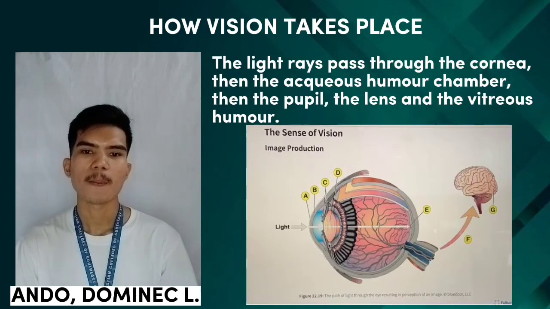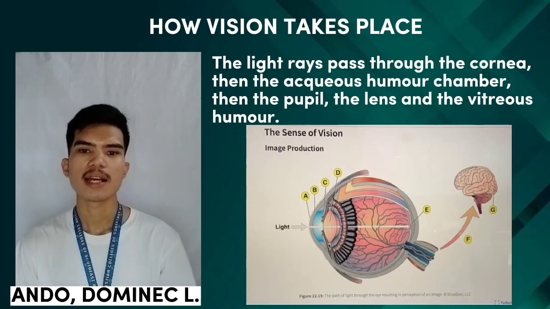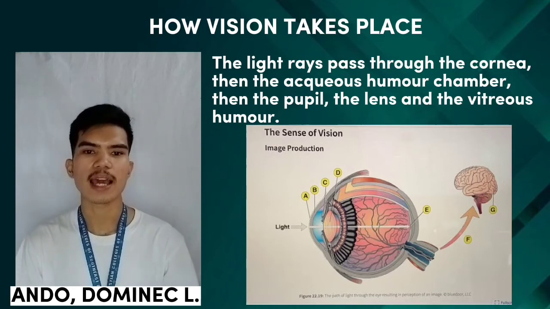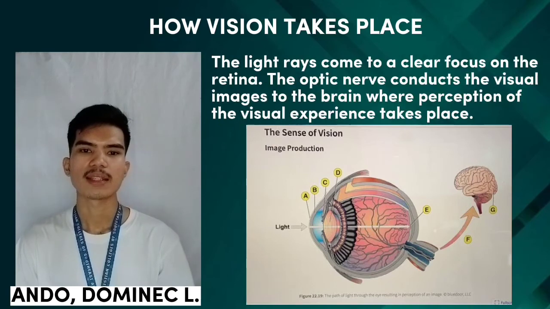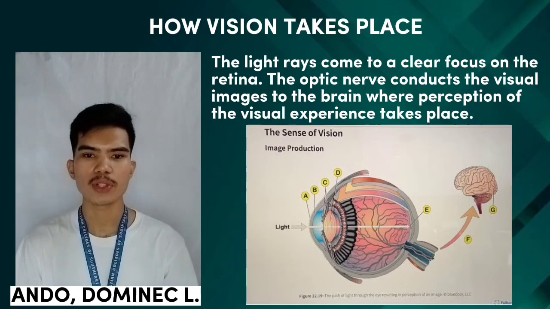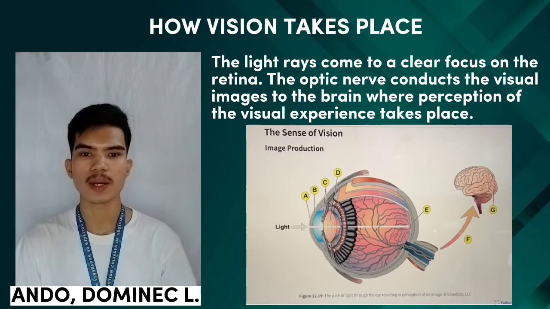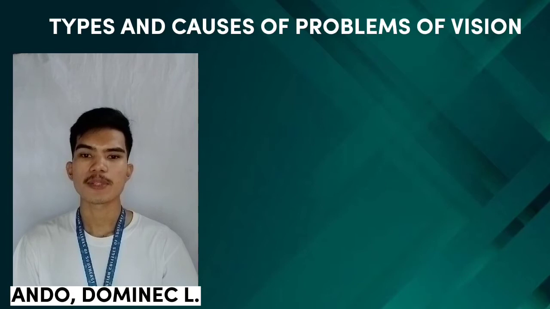The light rays pass through the cornea, then the aqueous humor chamber, then the pupil, the lens, and the vitreous humor. The light rays come to a clear focus on the retina. The optic nerve conducts the visual images to the brain, where perception of the visual experience takes place. And now let's proceed to the types and causes of problems of vision.